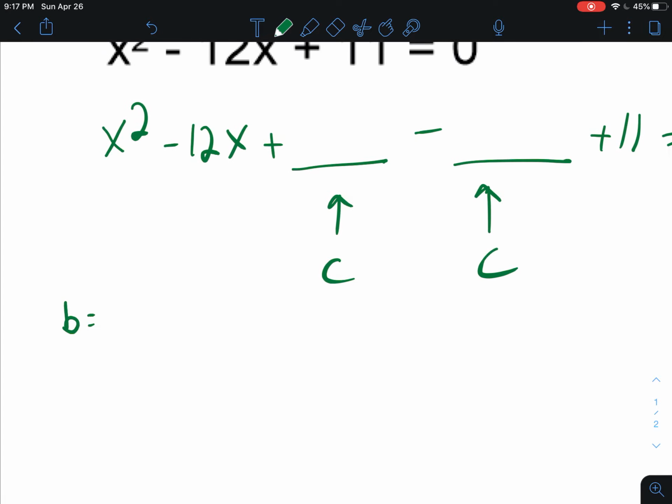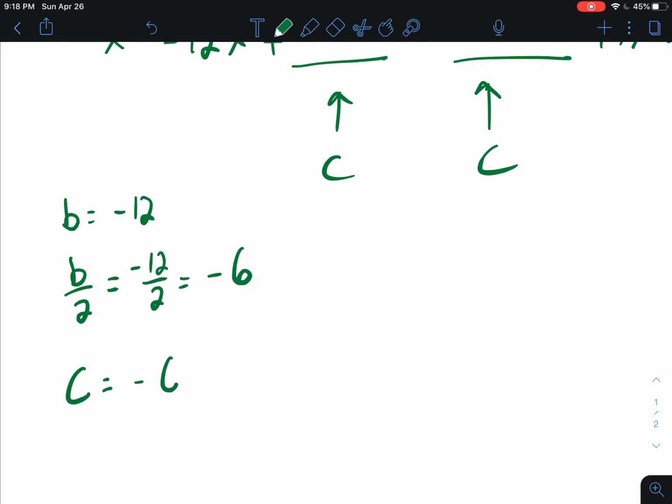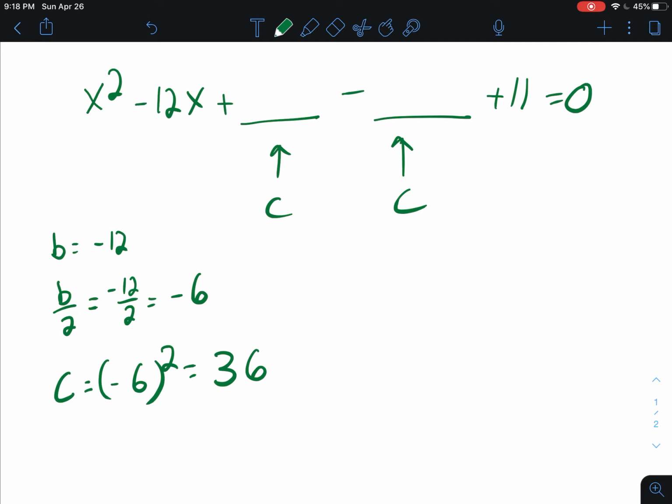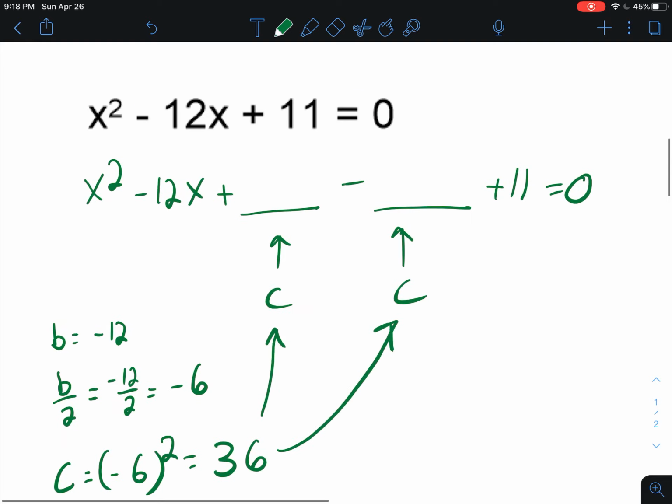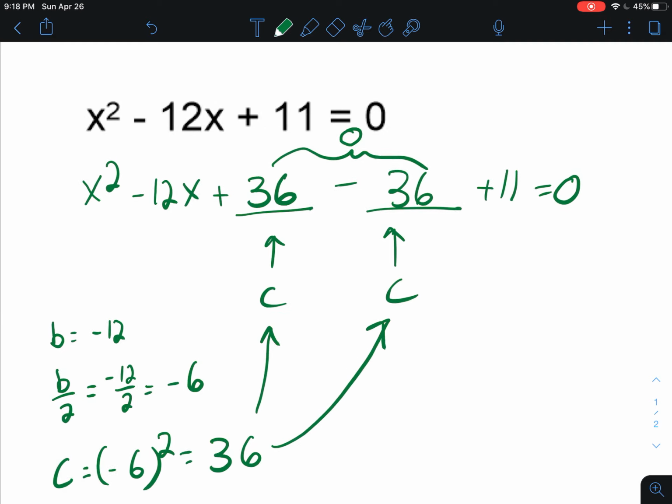So we take our b value, negative 12, and divide it by 2. So b divided by 2 is negative 12 divided by 2, which gives us negative 6. Then to find the c value, we take negative 6 and square it. That gives us positive 36. That goes into both of the blanks. If we add 36 and subtract 36, we really didn't change the equation, because positive 36 minus 36 just equals 0. That's why we put the two blanks, one positive and one negative: together they would just be 0, so we didn't change the equation.